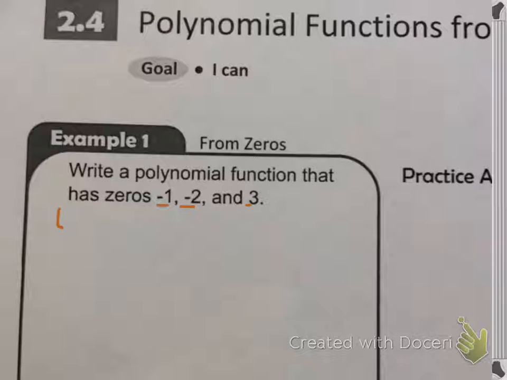So what we're going to start doing is we're going to put them back inside the parentheses. The negative 1 will go back in as x plus 1. The negative 2 will go in as x plus 2. And that positive 3 will go in as x minus 3 because they always come out of the parentheses as the opposite. So what I need to do now is I need to multiply these together and combine like terms.